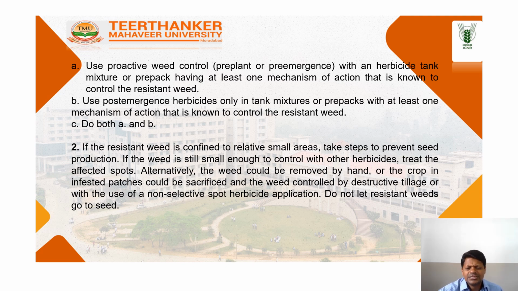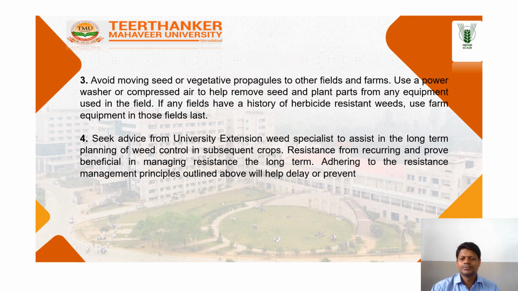Here it is mentioned that if resistant weeds are in a small area, you apply methods like hoeing, cutting, and cutting the plant before seed production. So these are the points mentioned. Avoid moving seed or vegetative parts used for propagation to other fields and farms.